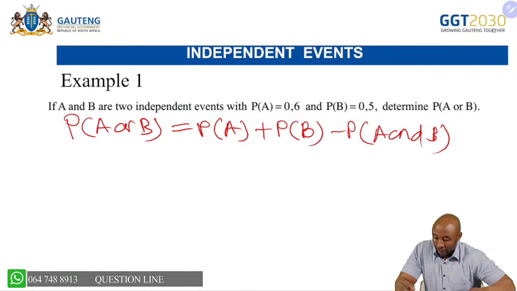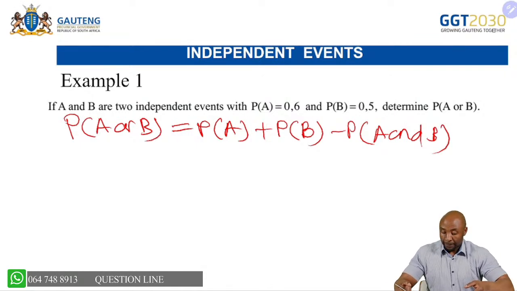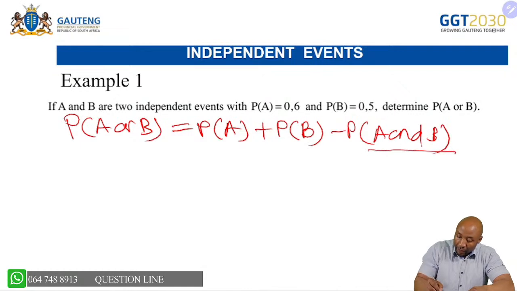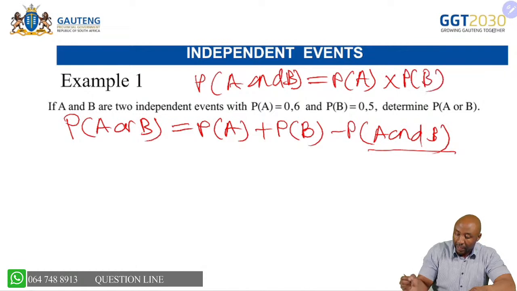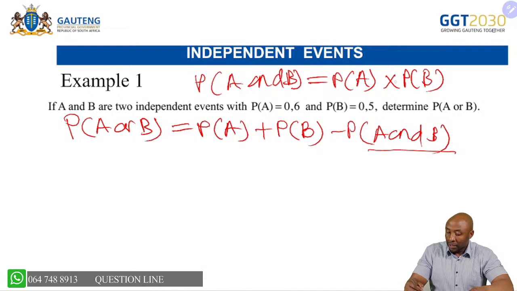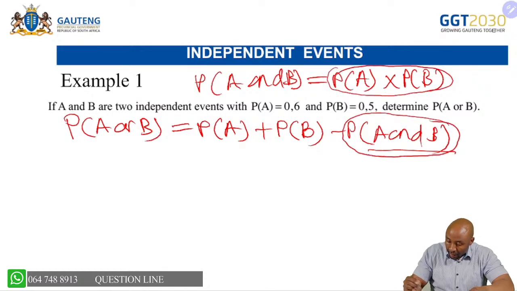Now, remember what we said. For independent events, the probability of A and B is given by the probability of A multiplied by the probability of the other event B. So we are able to make a substitution, where we substitute this product into our equation down there, and we should be able to get our answer.